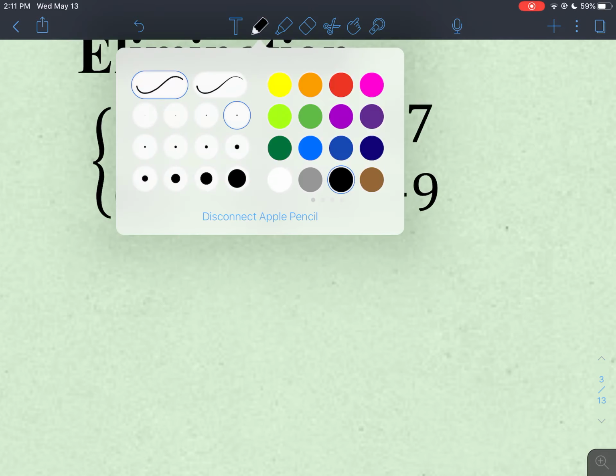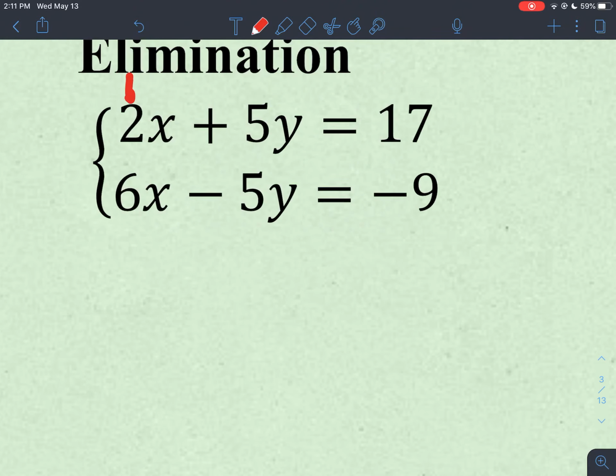Now, we need opposite coefficients. So take a look here. We have 2x and 6x. We have a 5y and a negative 5y. So we're not going to look at x's this time. We're going to look at y's because we have 5y and I also have a negative 5y. Okay, so this is the first step, and it just so happens that this one is done for us already.